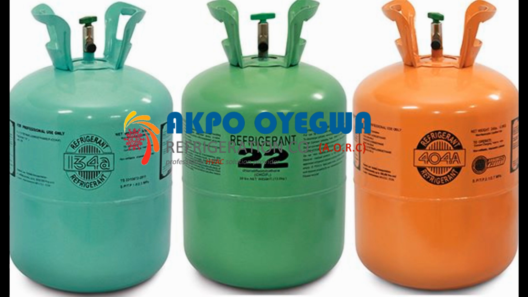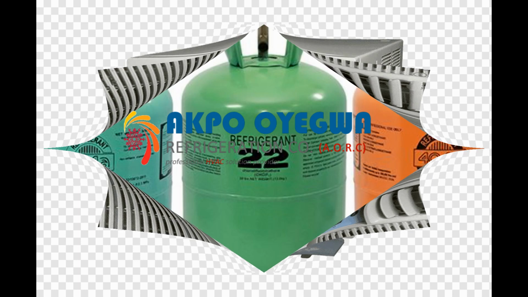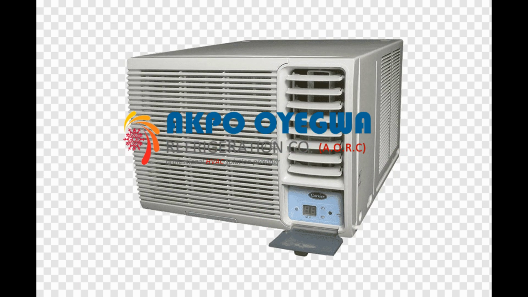3. R32, difluoromethane. This refrigerant is a component of R410A and has zero ozone depletion potential, ODP, and a lower global warming potential, GWP, compared to R410A. 4. R290, propane. This is a naturally occurring, low-pressure refrigerant with zero ozone depletion potential and low global warming potential. It is flammable, so it requires specific safety measures and equipment.